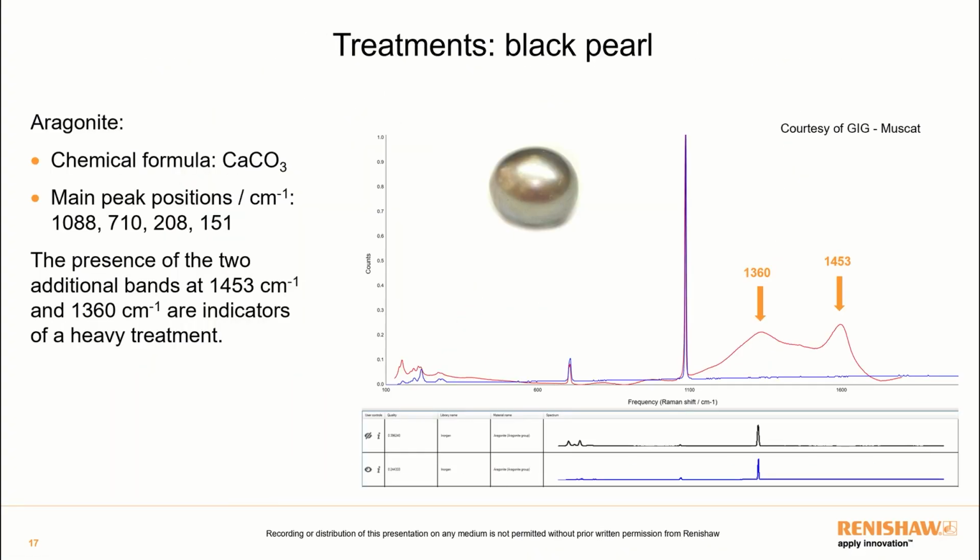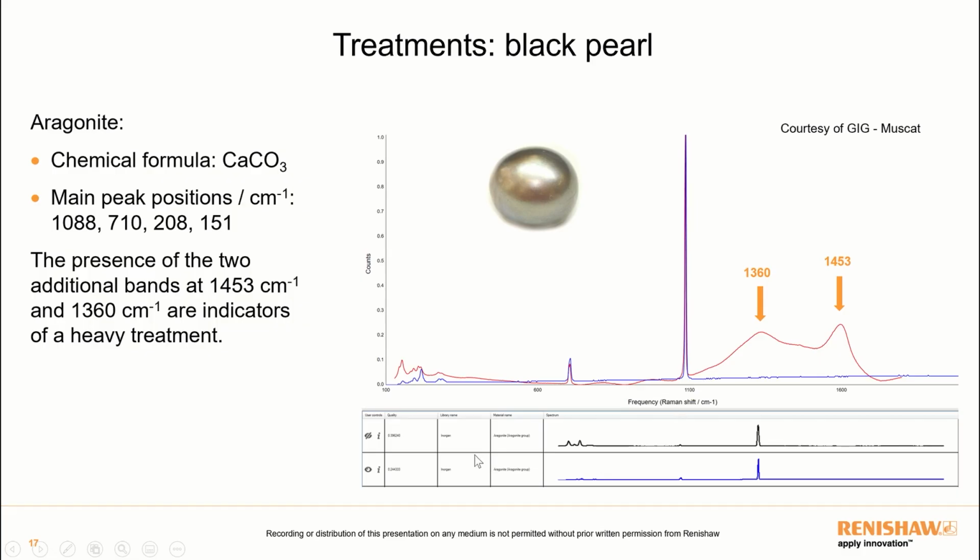With this slide, I start with treatments in gemstones, and this is the case of a black pearl. The black color in pearls can be either natural or due to treatment, and in this case the pearl has been irradiated. I report here the Raman spectrum obtained at 514 laser excitation in red color.